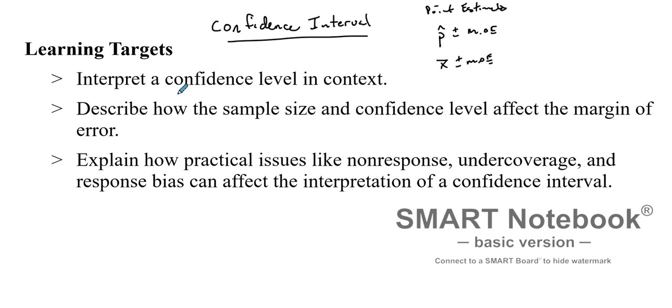Now, a confidence level is an offshoot of that and essentially is saying how confident are we of the confidence interval, okay? And that's what a confidence level is. So what we're going to talk about right now is how we describe a confidence level, how sample size, the confidence, and the confidence interval impact it, how it affects the margin of error, and so on and so forth. And explain practical issues like non-response, undercoverage, and why bias doesn't really affect the confidence interval. That just makes things bad.